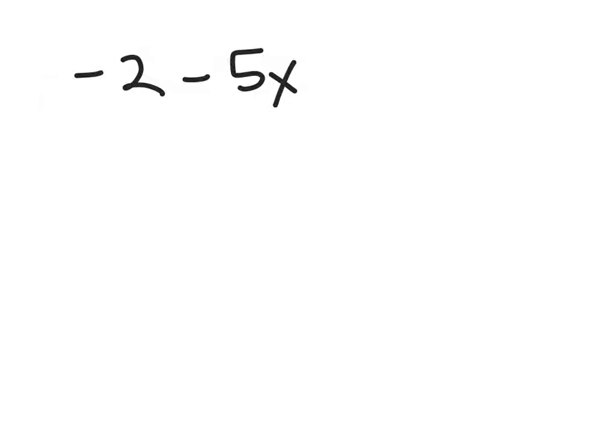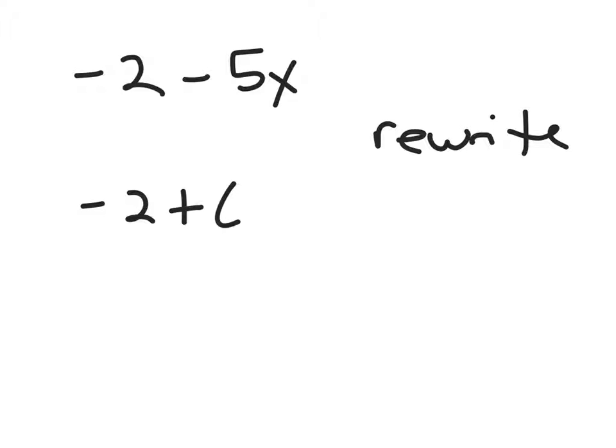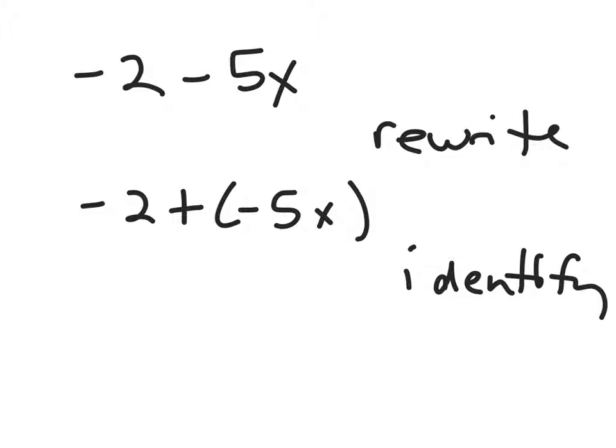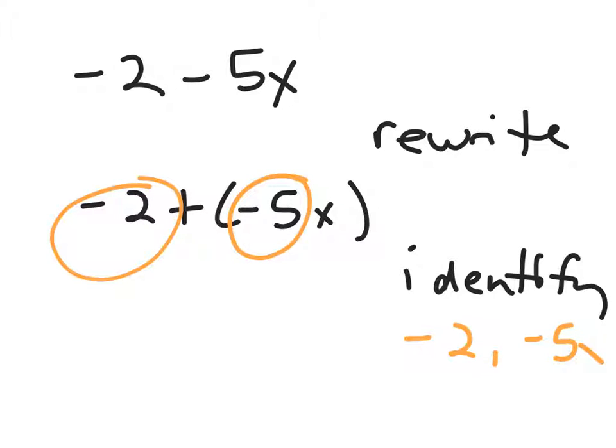If you were given the expression negative 2 minus 5x and you were asked to find the terms, you would rewrite it to be negative 2 plus negative 5x, and then you would identify the terms, which would be the negative 2 and the negative 5x. Don't forget the x here. My circle didn't include it.